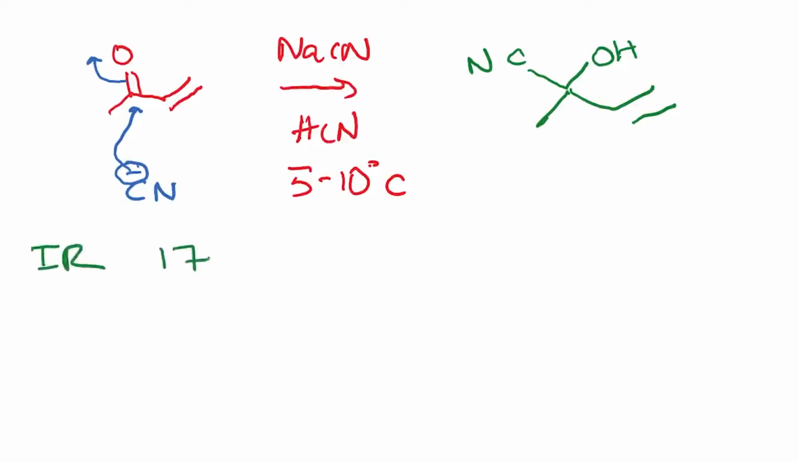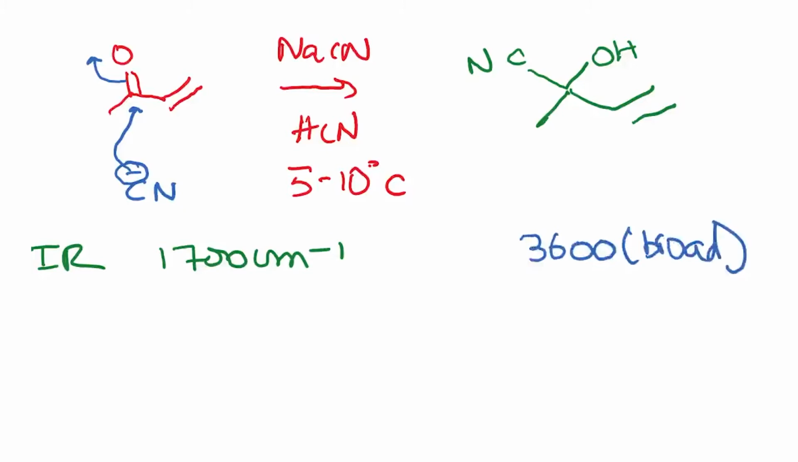Okay, so as expected, if I look at the infrared spectrum of this compound, I see a peak around 1700 centimeter inverse, which corresponds to the carbonyl compound. And when I record the infrared spectrum of the product, I see a peak at 3600, which is broad. This corresponds to the OH stretching frequency. I also see a peak at 2250, all of these in centimeter inverse, and this corresponds to the C triple bond N.